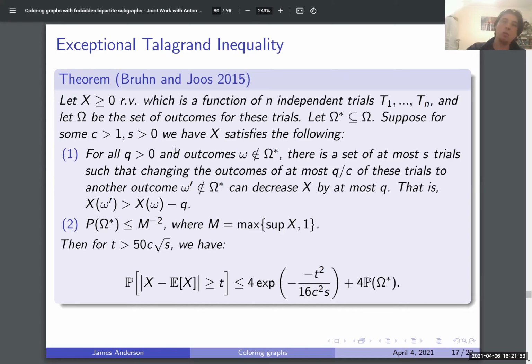And so what exactly is this saying? This is a lot to take in, but essentially it's saying that as long as we can find this set of S trials so that changing those trials by a small amount doesn't decrease X by too much, then we'll get our nice concentration result, as long as we can throw away and ignore these exceptional trials. And so using this, we're able to concentrate the size of U.